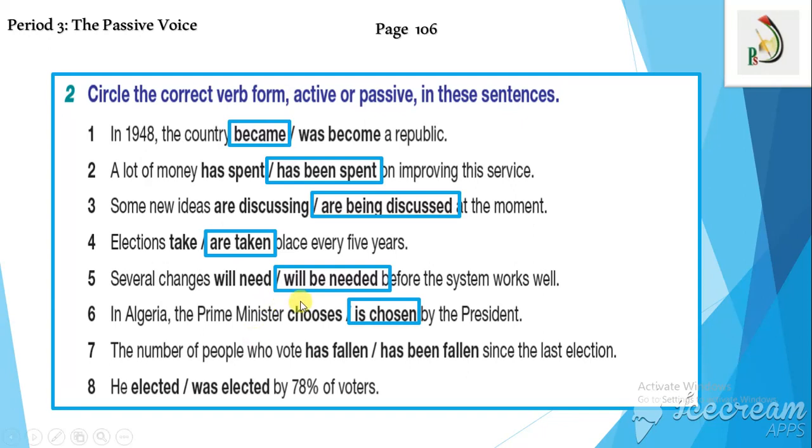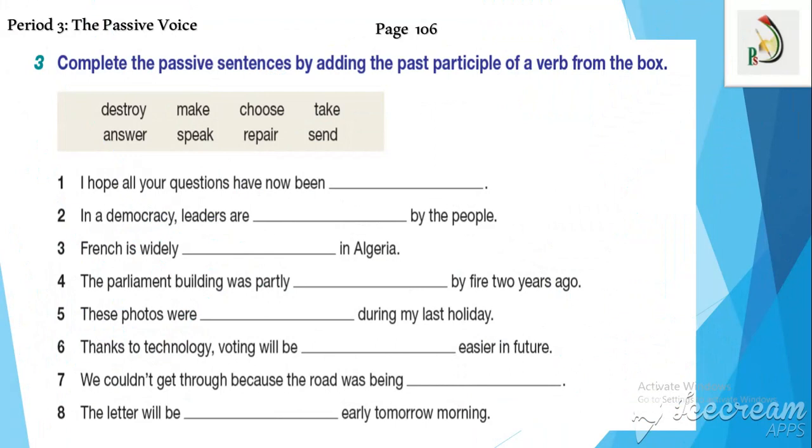The number of people who vote has fallen. Here we have a proper subject. He elected by 78% of voters, or he was elected. He was elected. He did not elect by himself. He was elected. Pause the video here and continue later.